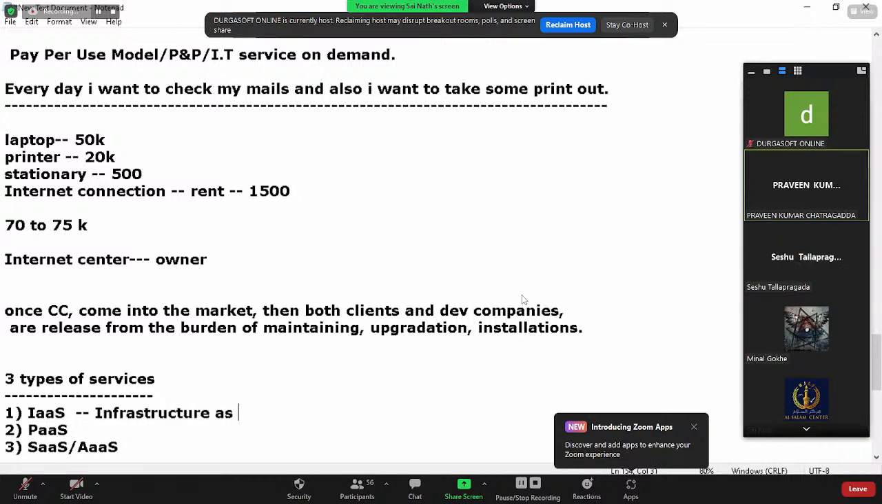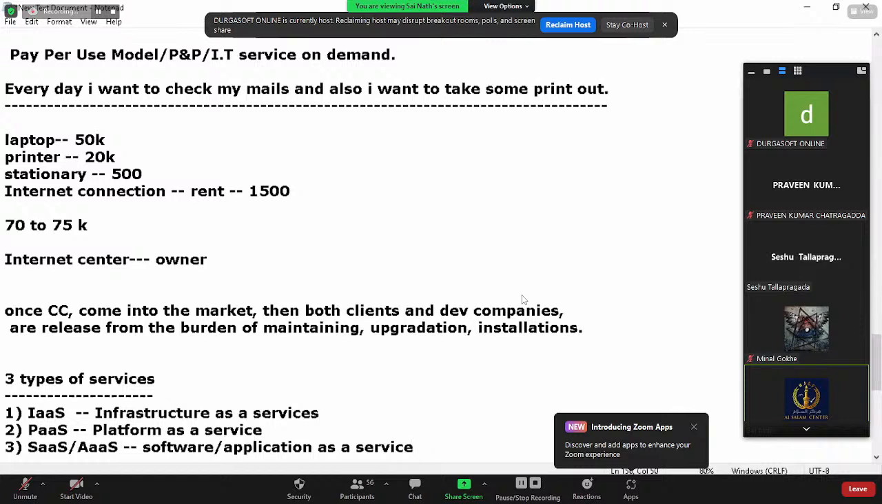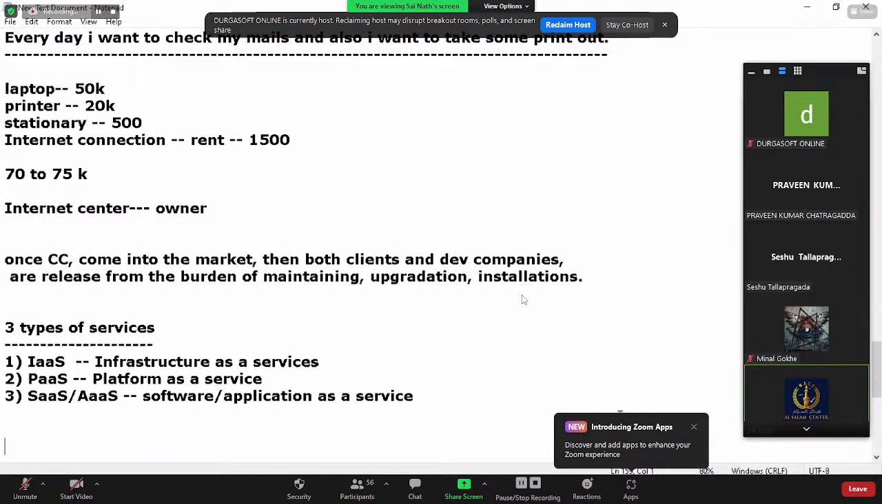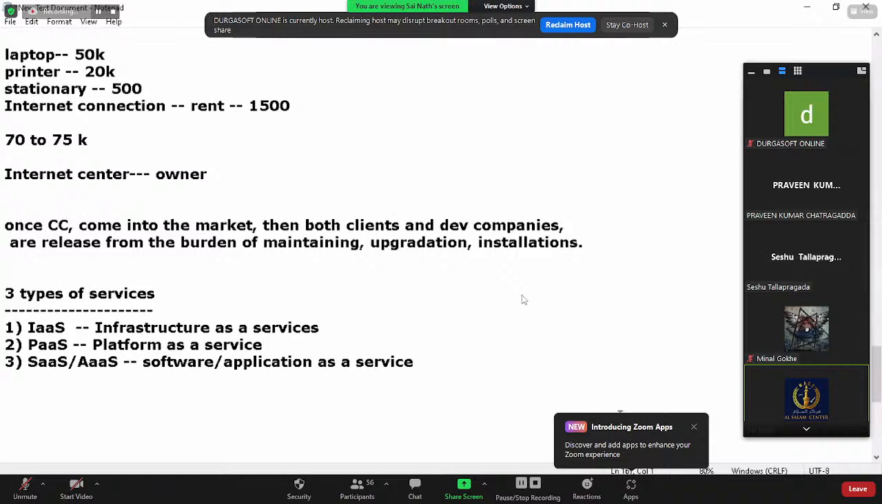IaaS stands for Infrastructure as a service. Platform as a service. Yeah, very good. Software as a service, or application as a service. Like that, vendor company provides how many types of services? Three types. Regarding all these 3 services, we will discuss in tomorrow's class.